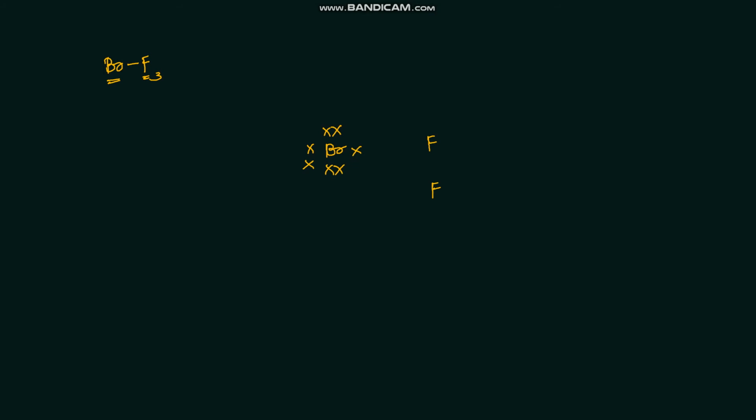Outermost electrons are 7. 1, 2, 3, 4, 5, 6, 7. By sharing of electron between bromine and fluorine, one covalent bond is formed.